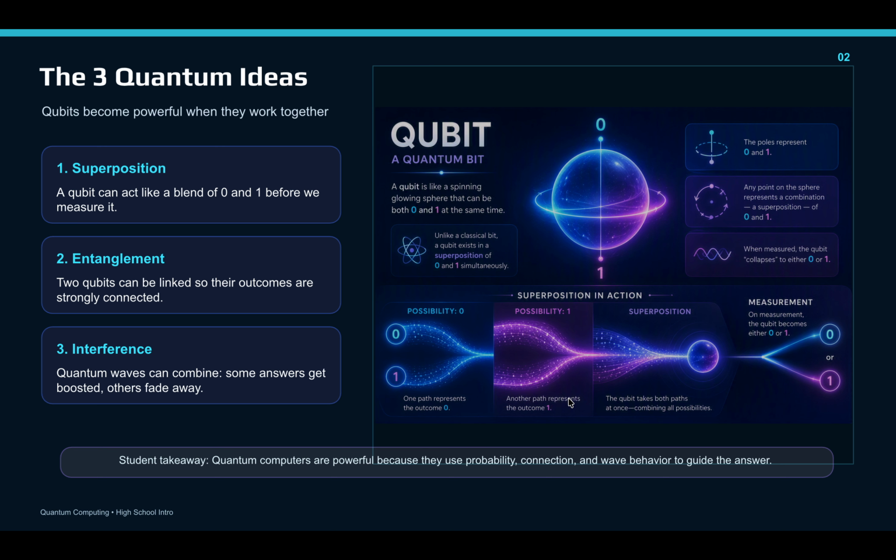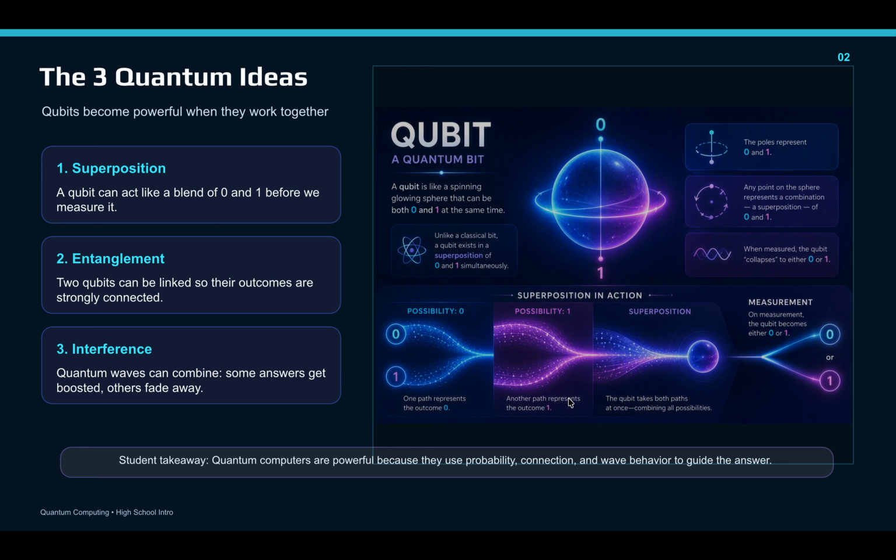And the second is entanglement. Entanglement happens when two qubits become connected in a special quantum way. When this happens, the behavior of one qubit is related to the behavior of another, even when they're separated. This connection helps quantum computers process information in ways that classical computers cannot.